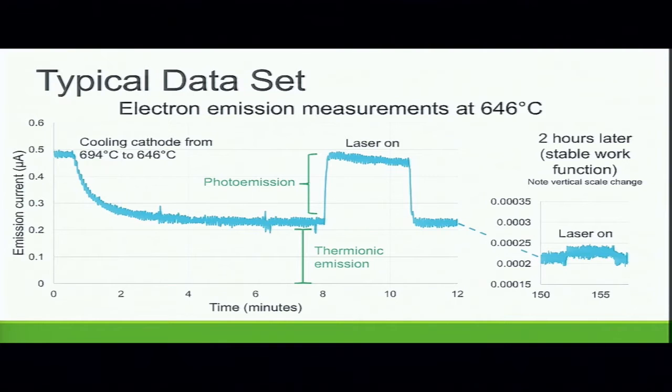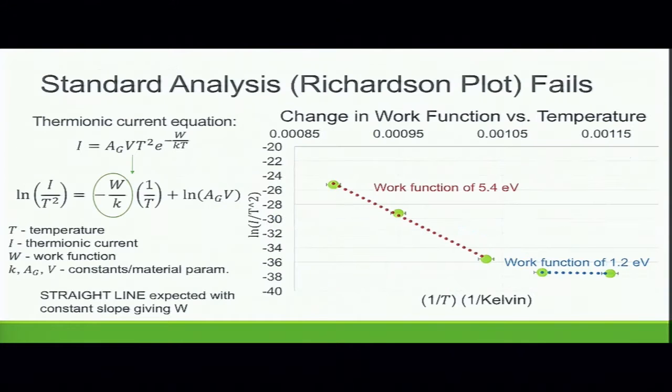We then wait for 2 hours in order to wait for the barium to diffuse to the surface, so we know that this work function is actually changed and is stable. And then we take a photoemission measurement there. So this is the first attempt at analysis. We start by using the thermionic emission after 2 hours of waiting for the work function to settle.